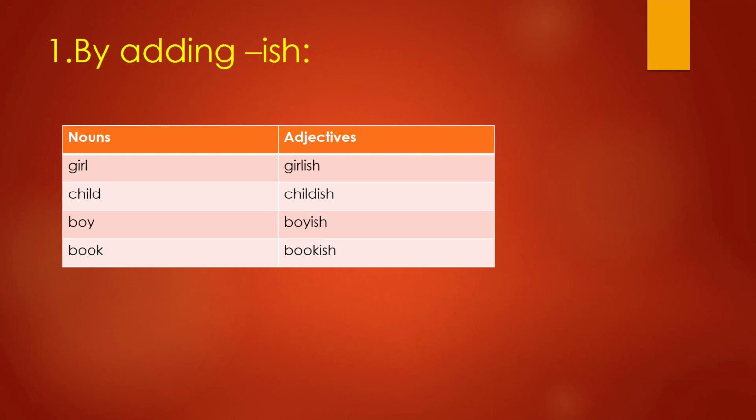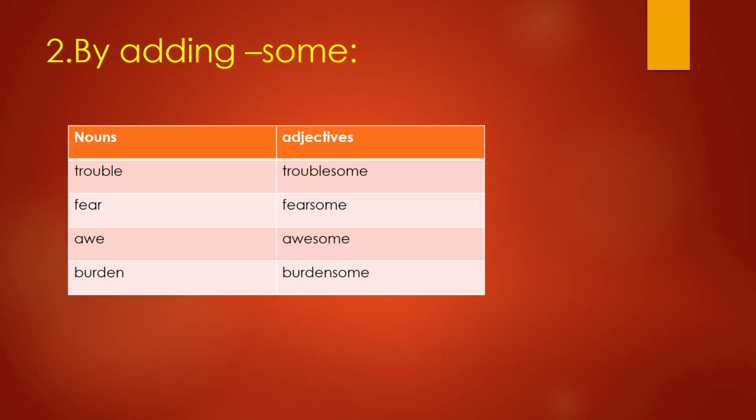The first suffix is ish. Girl becomes girlish, child becomes childish. For boy we have boyish, and for book we have bookish. The next suffix to make adjective from noun is some. Trouble becomes troublesome, fear becomes fearsome, awe becomes awesome, and for burden we have burdensome.